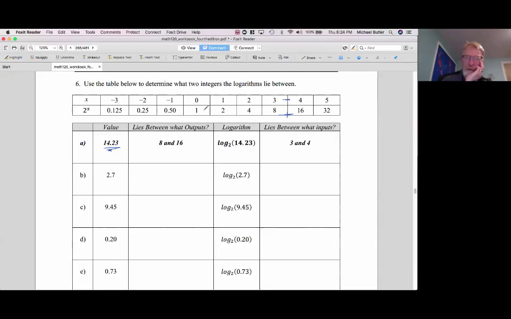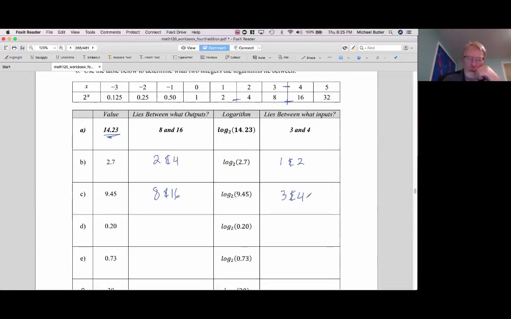So 2.7 is between 2 and 4, right? And so the logarithm's got to be between 1 and 2. And 9.45, that's going to be the same thing as it was for 14.23, right? That's going to reside between 8 and 16, which means that it's going to go between 3 and 4.